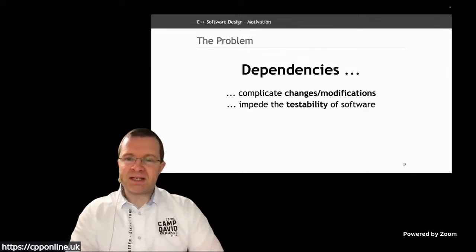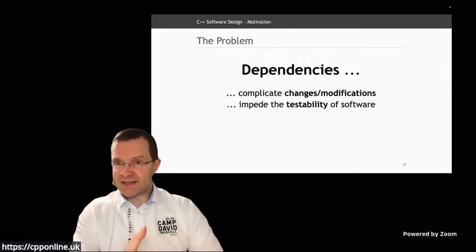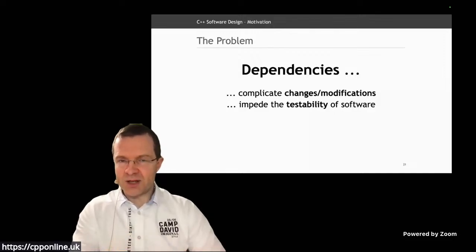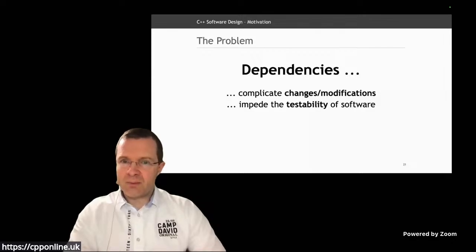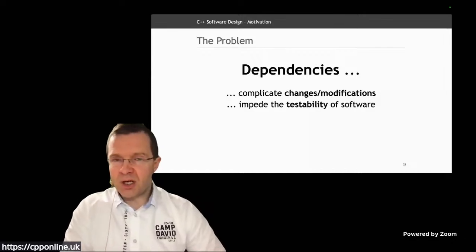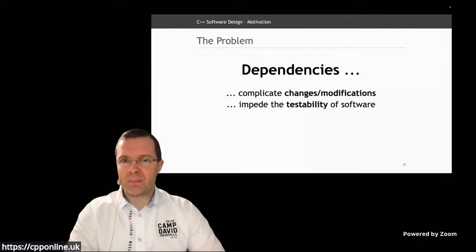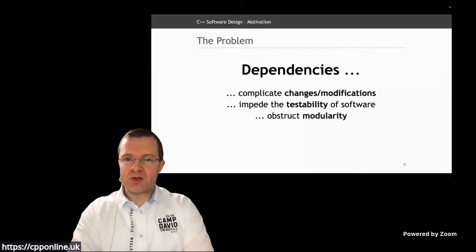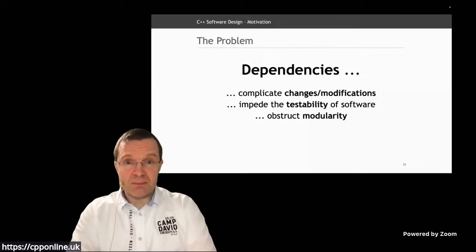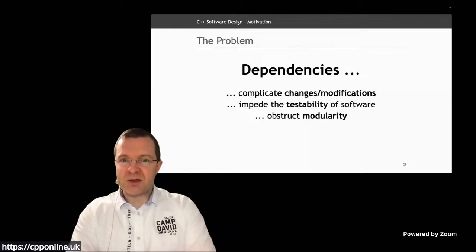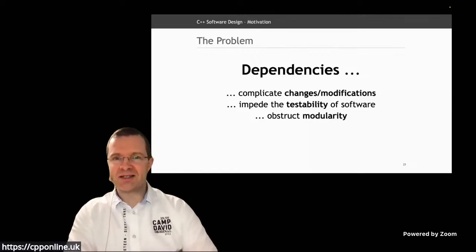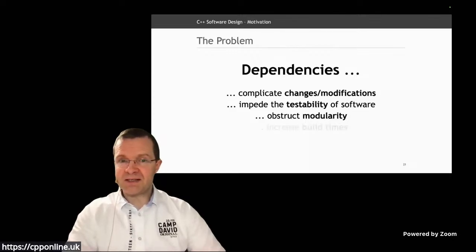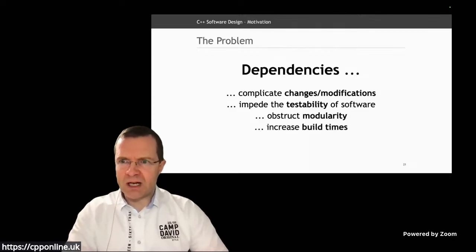Dependencies also impede the testability of software, where tests are the backbone, the thing that tells you that everything is all right, the thing that raises your confidence. With many dependencies, you might not be able to test properly. Then dependencies obstruct modularity and reusability. They may obstruct properly structuring the software so that you can reuse code. I would also consider this a big problem. And finally, dependencies increase build times quite a lot.